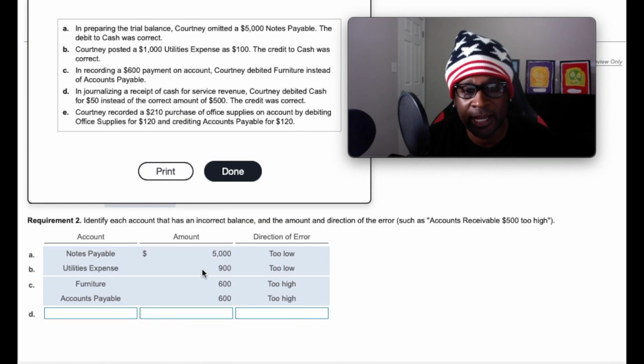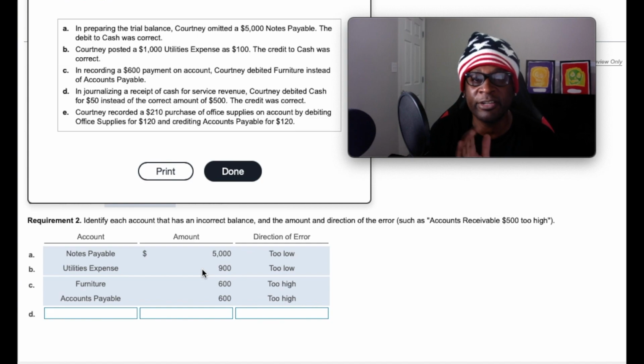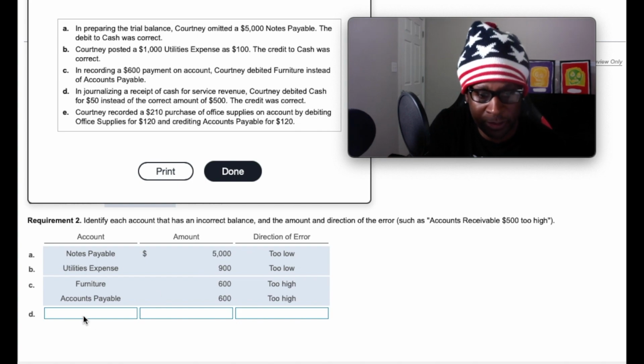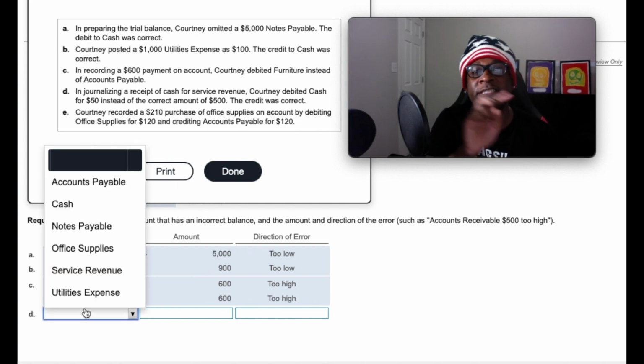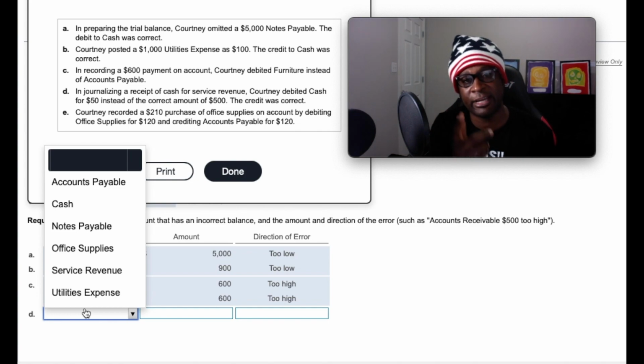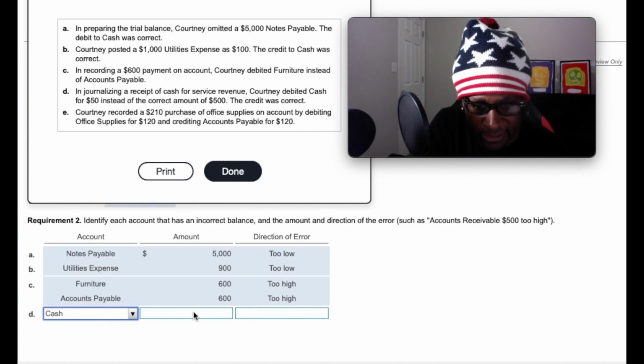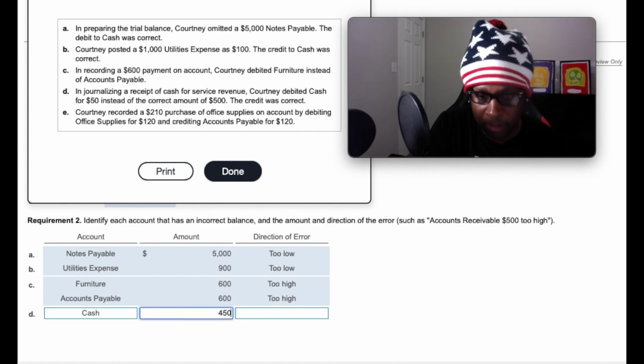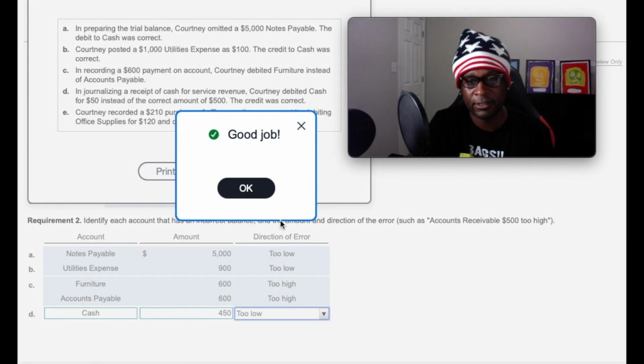Next, in journalizing a receipt of cash for service revenue, Courtney debited cash for $50 instead of $500. The credit was correct. So the only account in this one, gang, that was affected erroneously was cash. We increased cash by debiting $50 instead of $500. So how does that affect the trial balance? Our cash account is understated, lower than what it should be. And by how much? The difference. If we subtract 50 from 500, that will give us 450. So our cash is understated, or too low, by 450. Check the answer. Great job, gang.